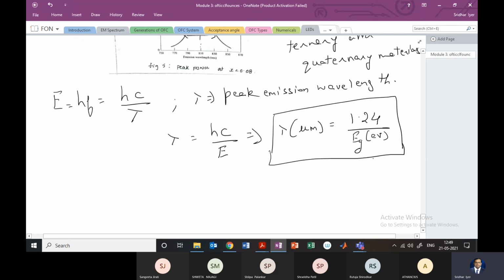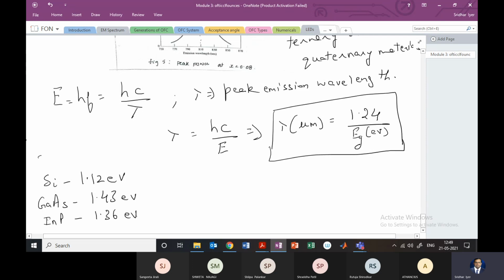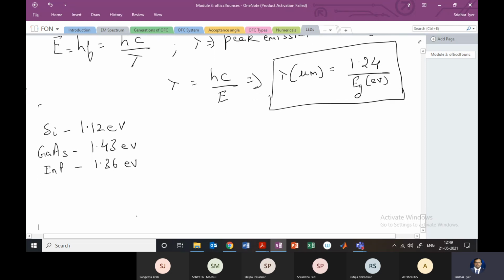So these band gap energies of different materials are constant values. I'm sure you are aware of silicon, which has about 1.12 electron volt. We can use gallium arsenide, and that value will be 1.43 electron volt. We can also use indium phosphide, which will be somewhere around 1.36 electron volt, and so on. So different compounds can be made, and you can have different kinds of Eg, that is, the electron volts.